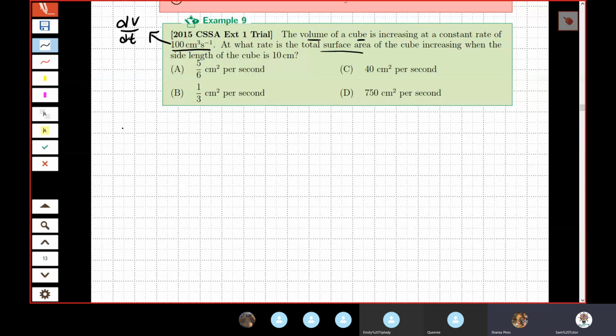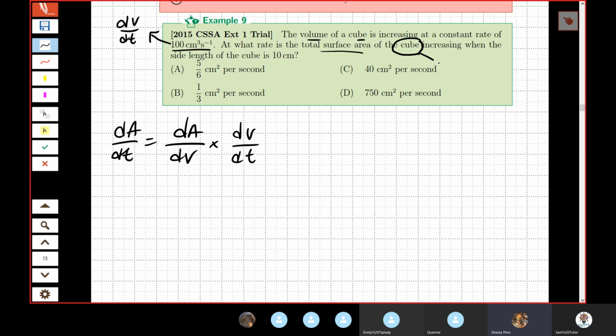Okay, so what are we trying to find? dA on dt. Yep. And then split this up into something like this. But what's annoying about this? There's no relationship between the area and the volume. Area and volume of a cube, not really.